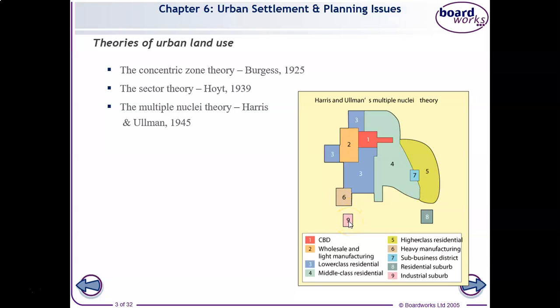And then you have industrial suburbs. So this would be the like of an industrial estate. If you think of City West over on the N7, they created a little industry suburb and then housing developed around that.